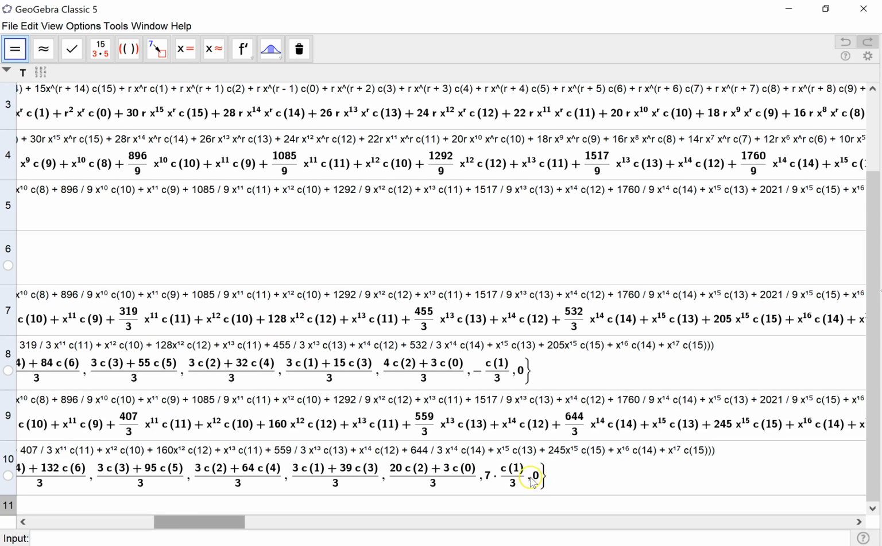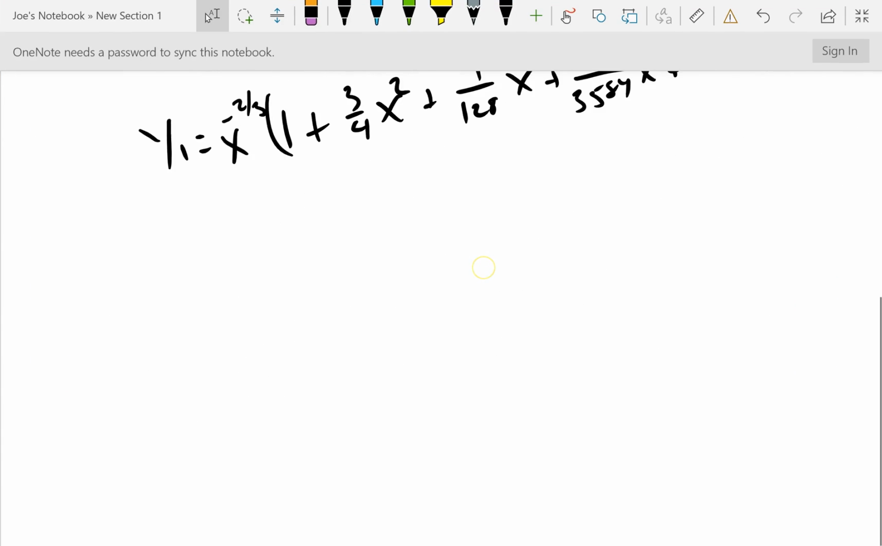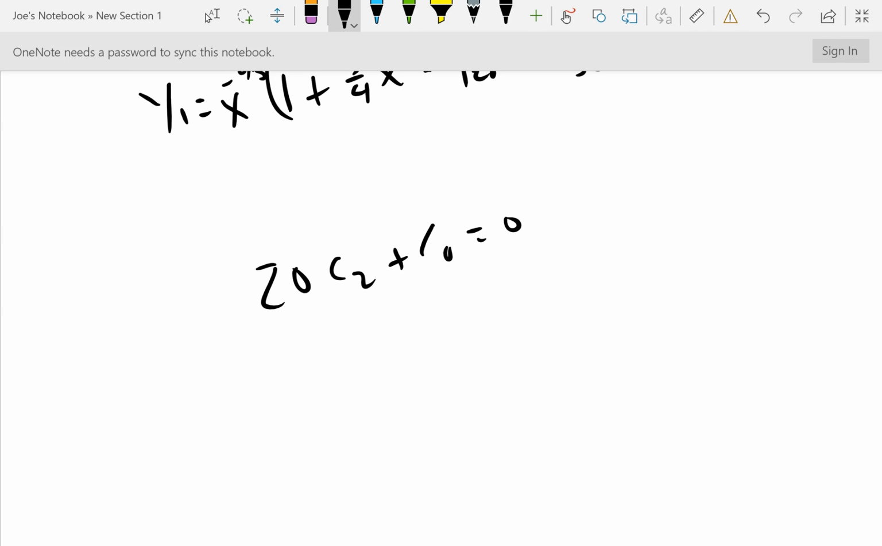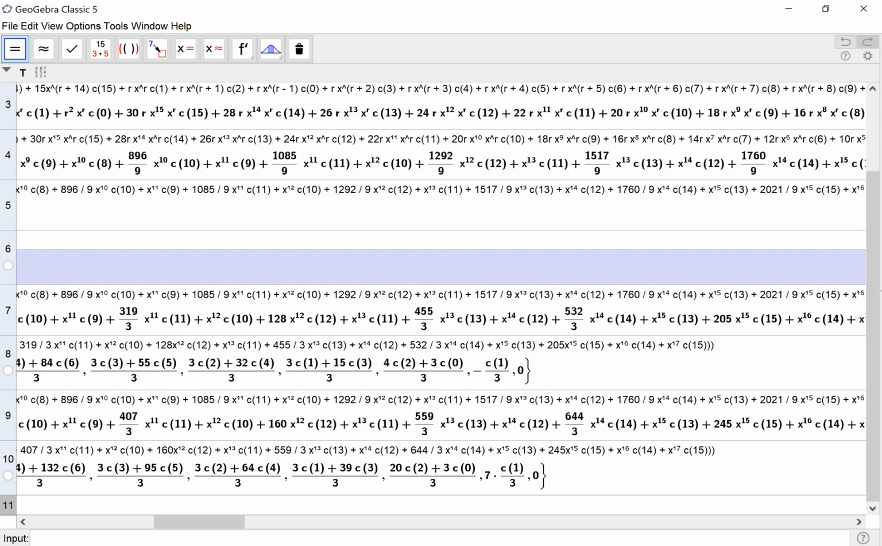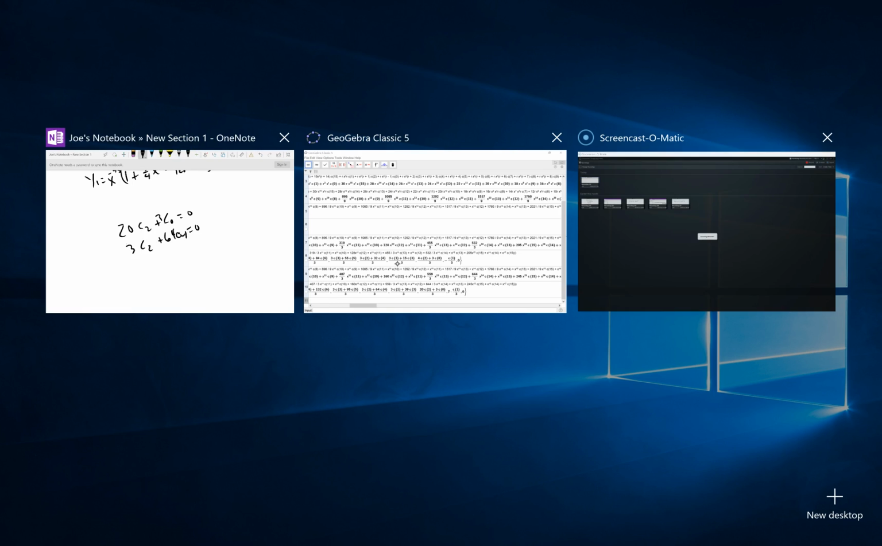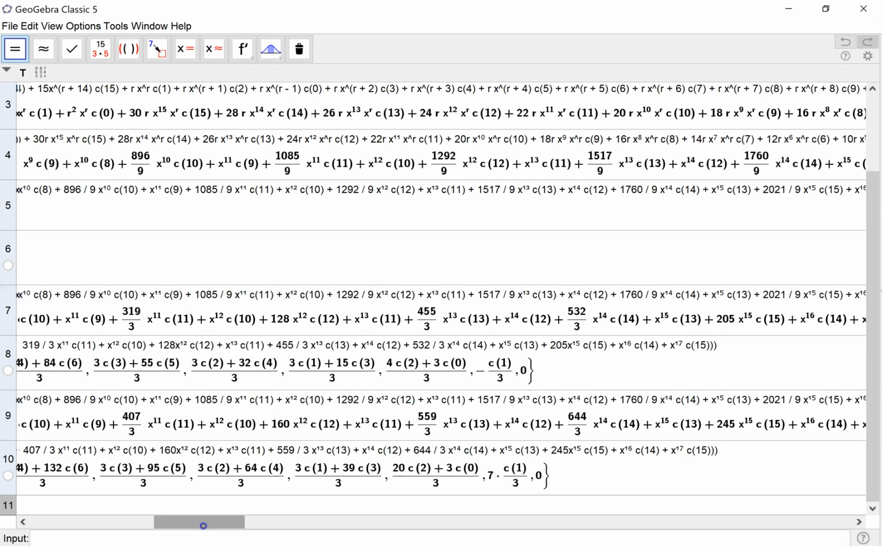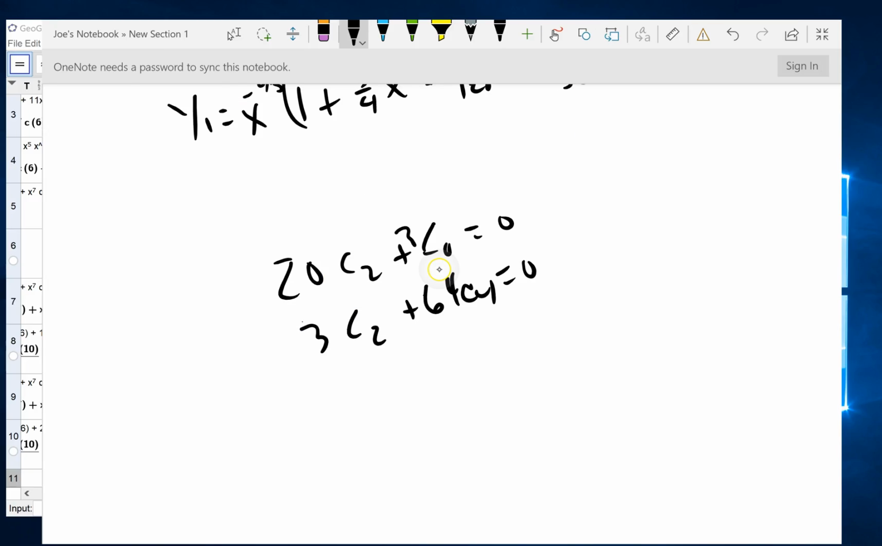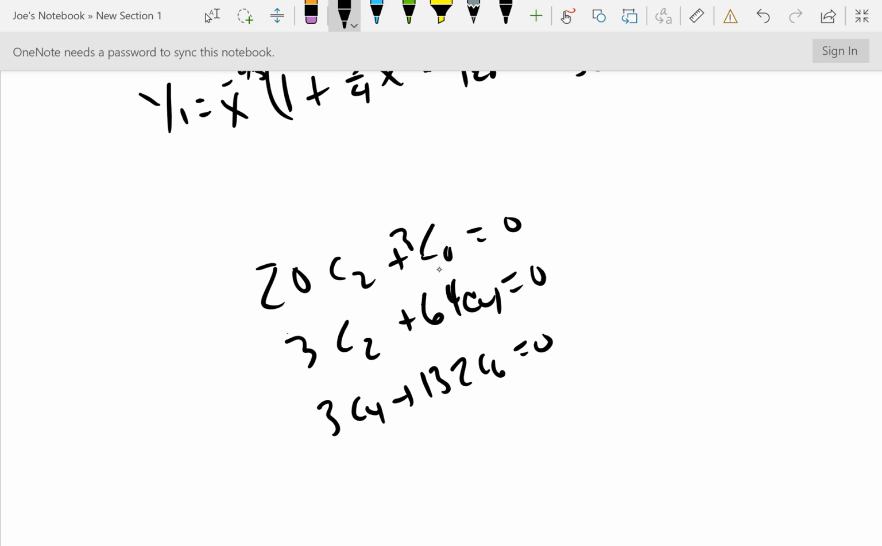Let's scroll to the right. Notice again, we get C1 is 0, that makes C3 0, that makes C5 0, and so on down the line. So again, all we really have are the even terms. We can ignore the denominators again, because if we set each of these to 0, we can multiply over by the denominators. So let's do that. If we go back over, looks like we had a 20C2 plus 3C0 is 0. We have a 3C2 plus 64C4 equals 0. That's a C4. We have a 3C4 plus 132C6 equals 0. And so on. So the first one gives us C2 is 3/20 C0.